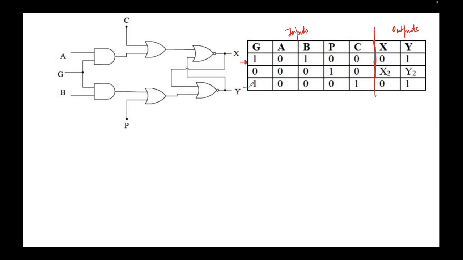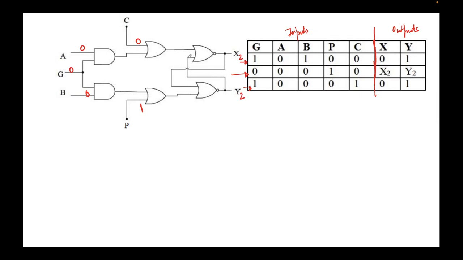The third line says, when the value of G is 1, A is 0, B is 0, P is 0, C is 1, the output x is 0 and the output y is 1. What we need to find is the value of x and y for the given inputs. I'll write these inputs here. The value of G is 0, A is 0, B is 0, P is 1 and C is 0. To find the value of x in line 2, I'll write x2 and y2.